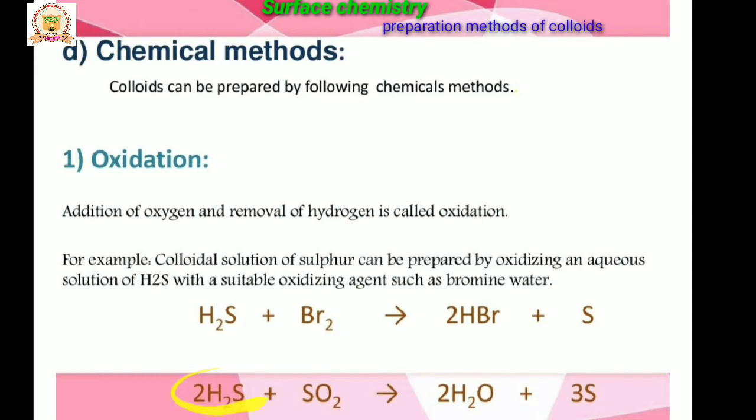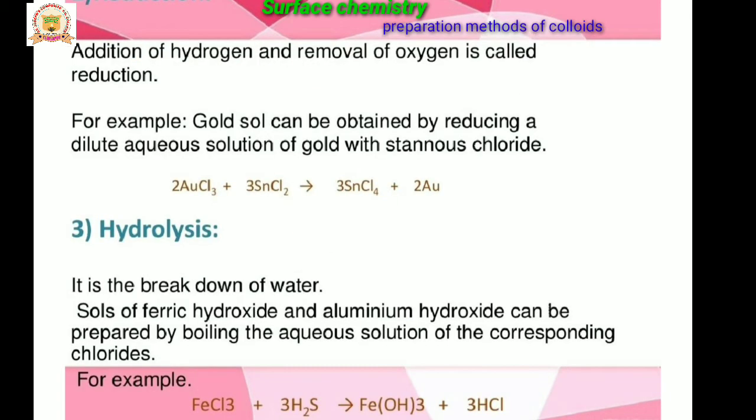Next, again H2S is made to react with sulfur dioxide. It will produce water and sulfur. Here the colloidal solution of sulfur is formed as H2S gets oxidized to sulfur. The second method is the reduction method.